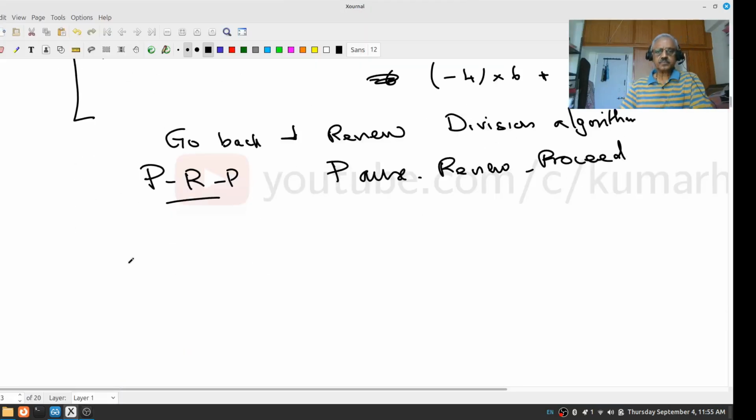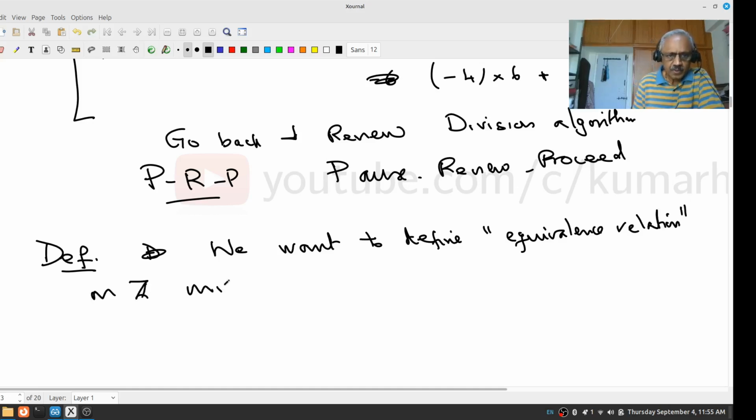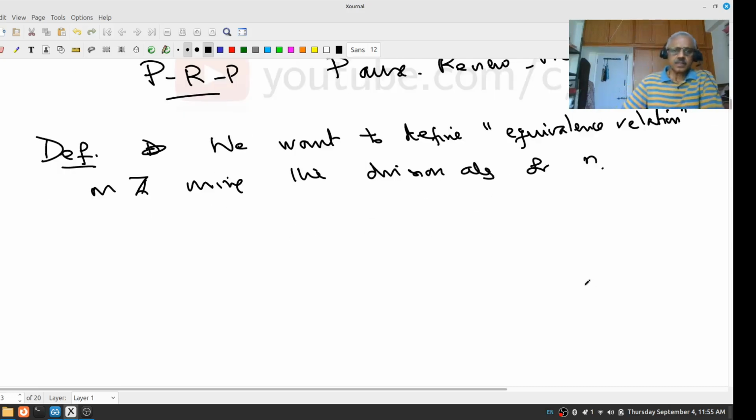Yes. Okay. So now we want to make a definition. I want to define a relation. You may not understand the relation, but you might have heard the word equivalence relation. We will get a relation and we will show it is an equivalence relation on Z using the division algorithm, for the natural number n. How do I define it?